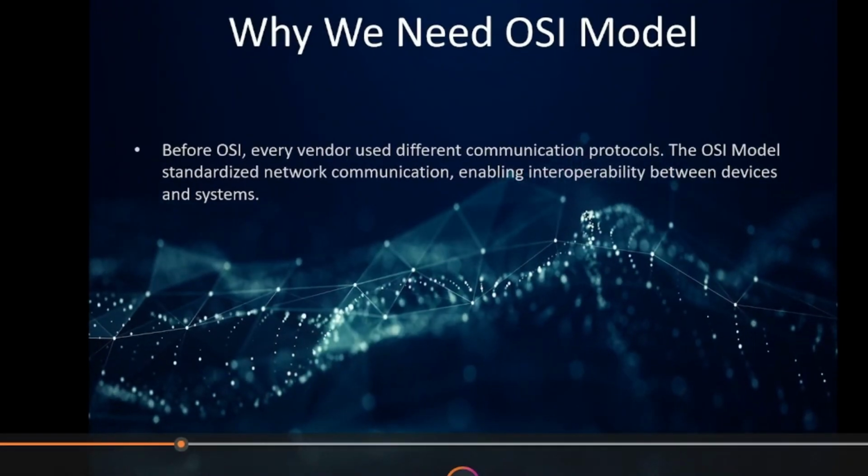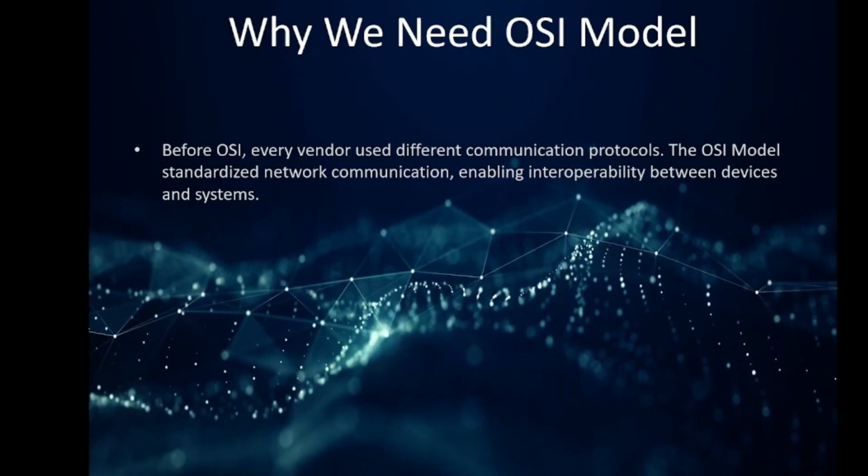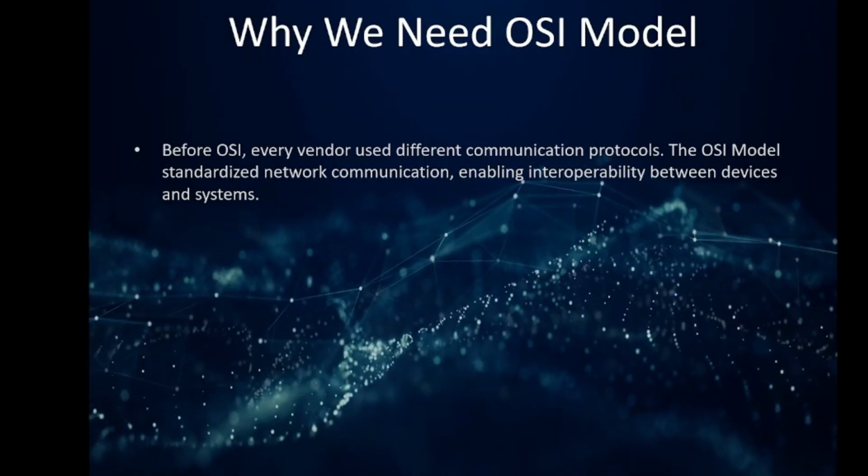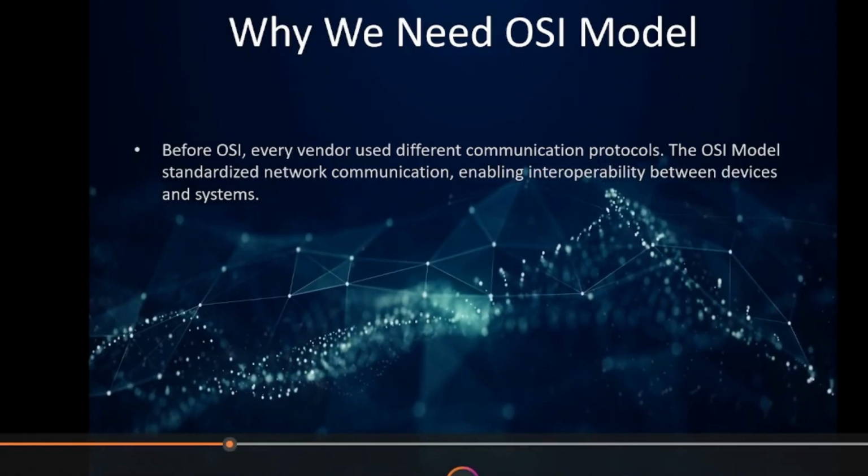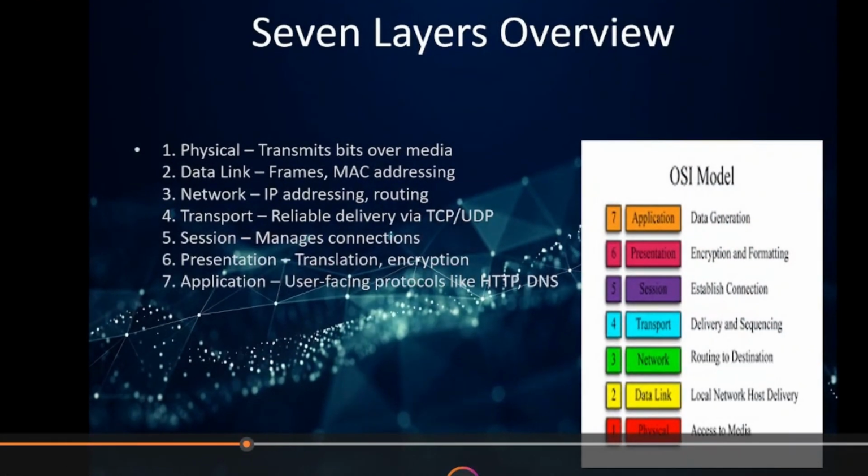Now, why do we need the OSI model? Before the OSI model, computer networks were chaotic. Every company used its own communication method. There was no common language between different systems. OSI solved that by breaking down the communication process into 7 logical layers, where each layer handles a specific function. This makes it easier to understand, troubleshoot, and design networks.